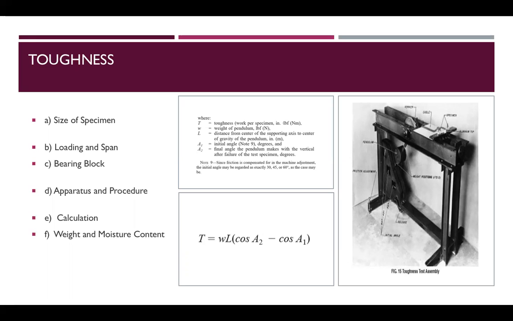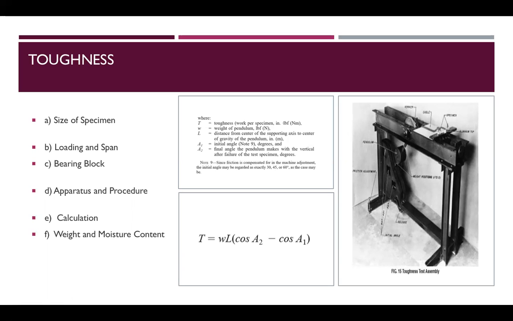So for the specimen size, the toughness test shall be made on 0.79 by 0.79 by 11 inches or 20 by 20 by 280 millimeters specimens. So for the loading span, center loading at the span length of 9.47 inches or 240 millimeters shall be used.